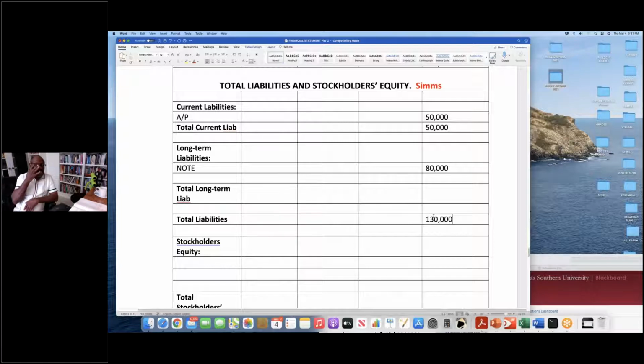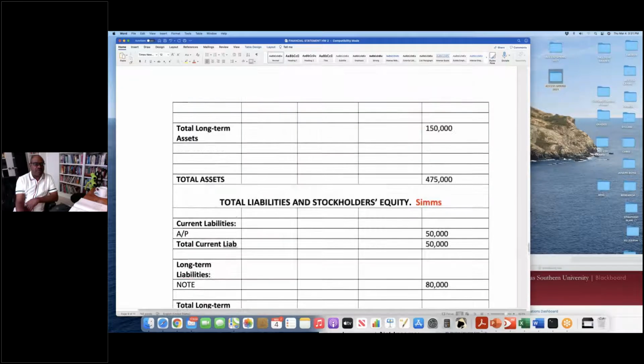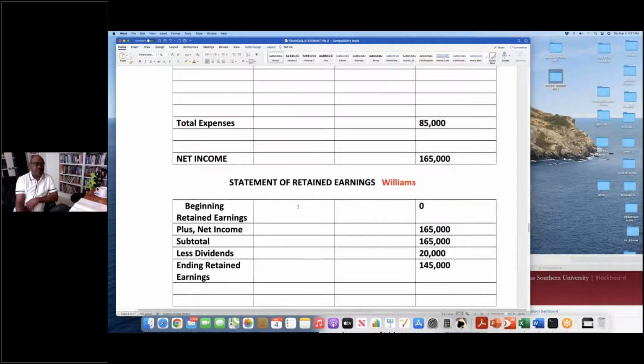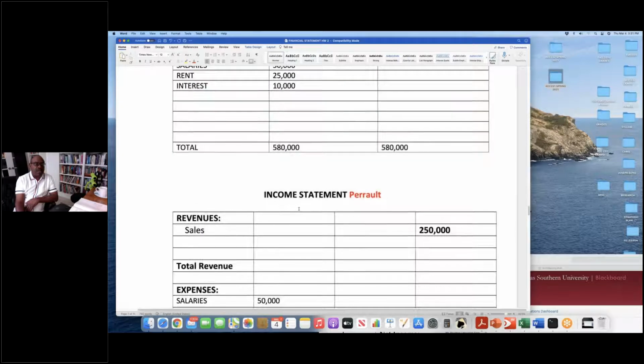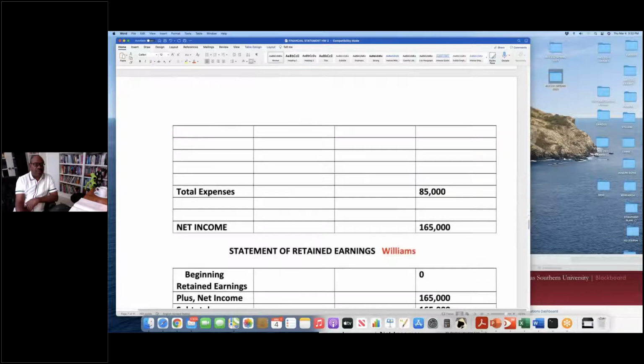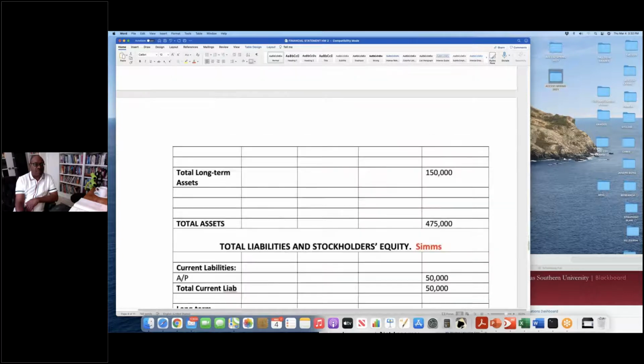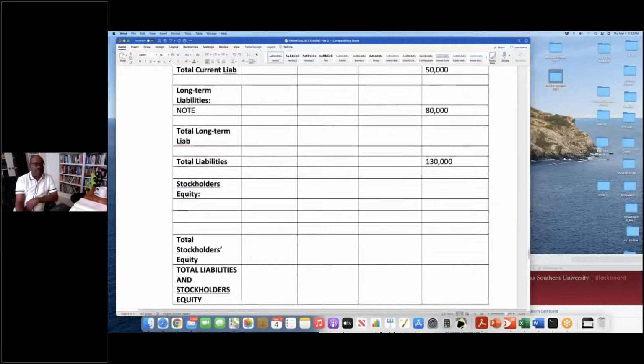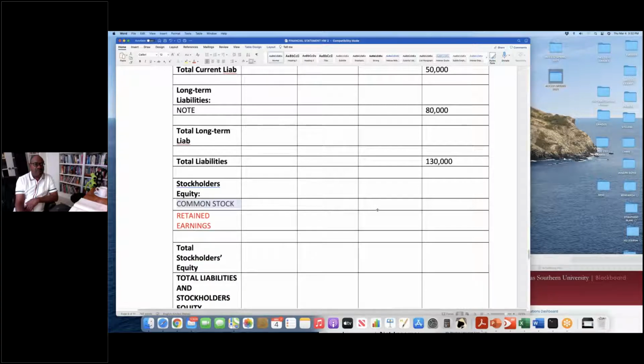Now we got to go to stockholders' equity. So what's going to be in stockholders' equity? Common stock and retained earnings. Common stock is 200,000. And then for retained earnings, it's 145,000. So 200,000 for common stock. Yes, sir.